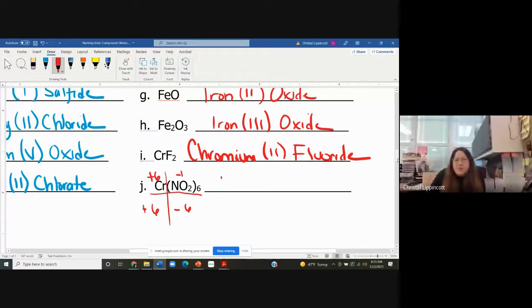Now, do you know how to write 6 in Roman numerals? Okay, it's VI. 4 is IV, 6 is VI. So be careful with that. And then this is going to be nitrite, because we have one less oxygen here.